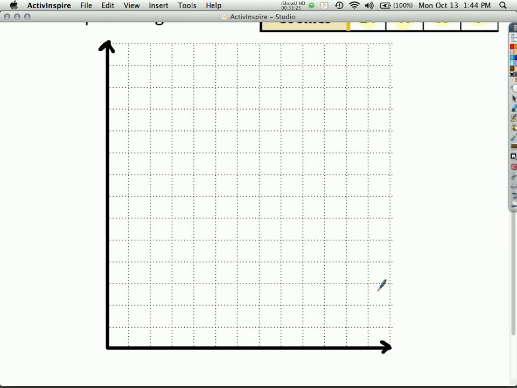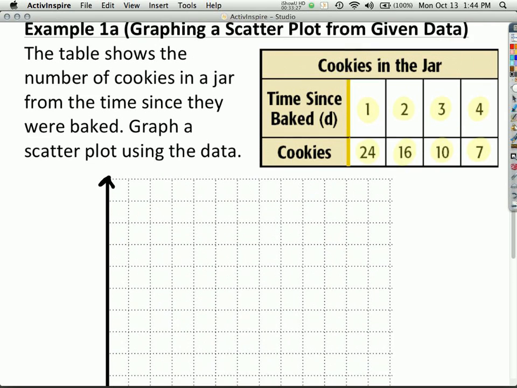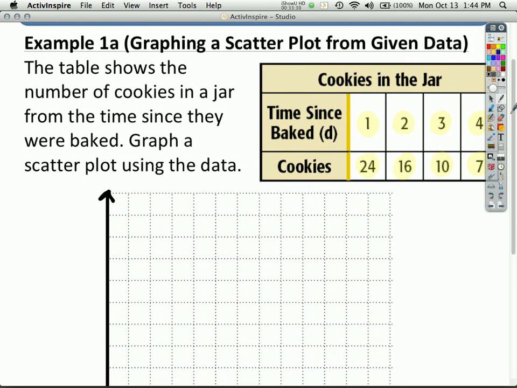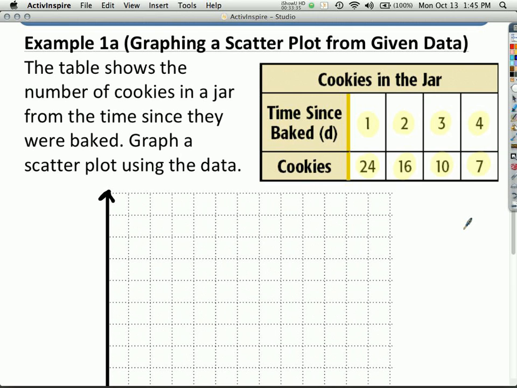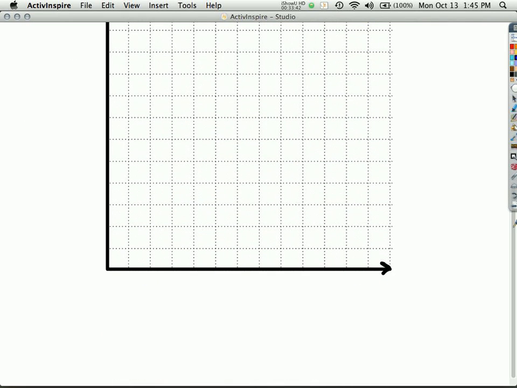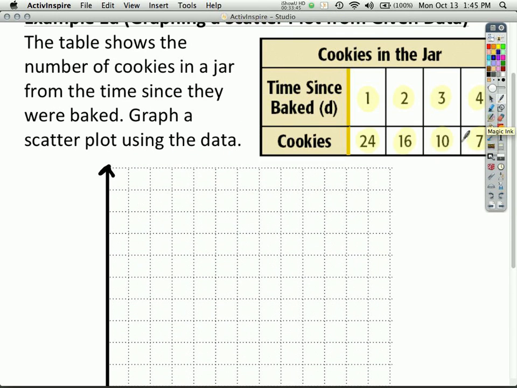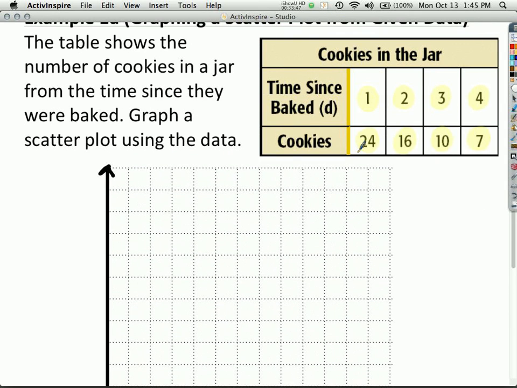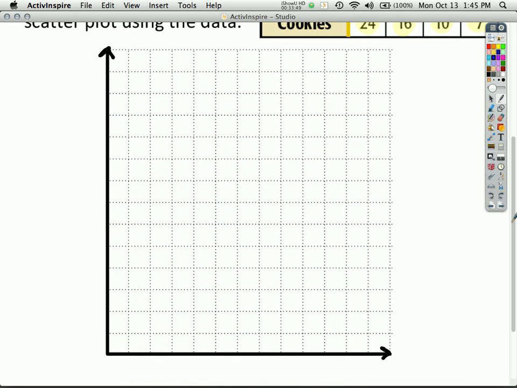Already got that? Okay, so now the next part is the size of the data. So I have to actually pay attention because this is 1, 2, 3, 4, so that's easy. So I could just do 1, 2, 3, 4 along the bottom. But now my other values are 7, 10, 16, 24. I don't know if I have 24 points on my graph. Let's count. 1, 2, 3, 4, 5, 6, 7, 8, 9, 10, 11, 12, 13, 14. I don't have 24, so I can't go by ones on the y-axis.